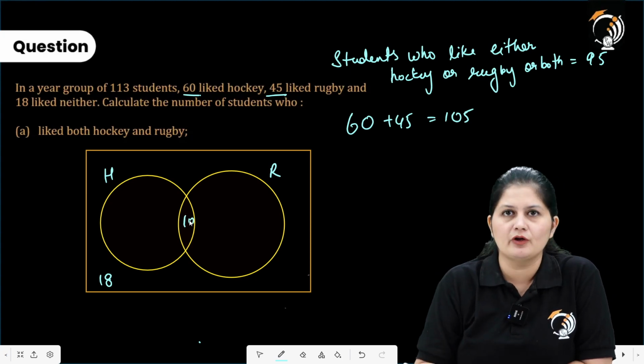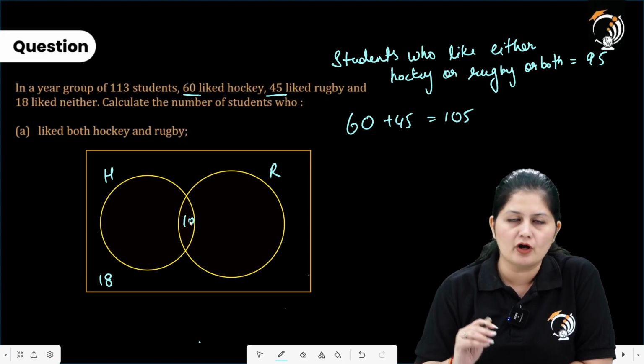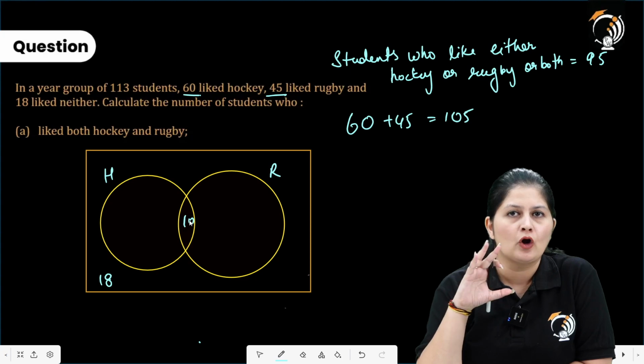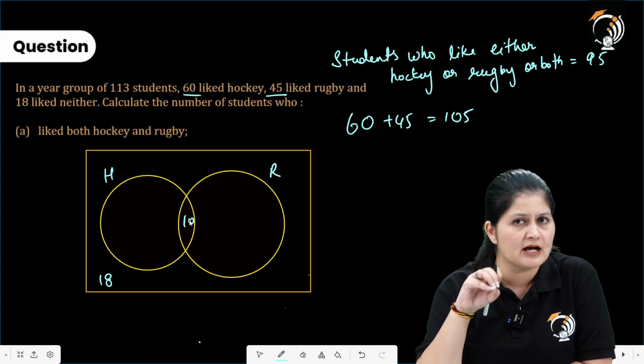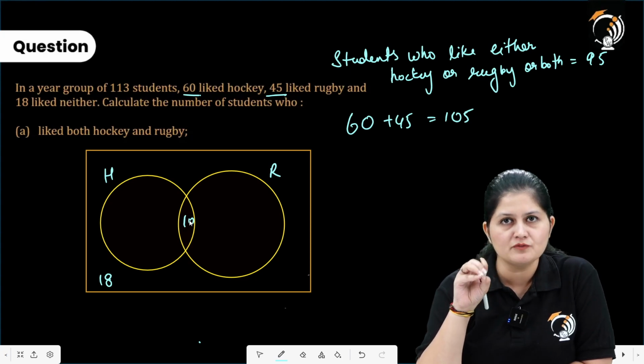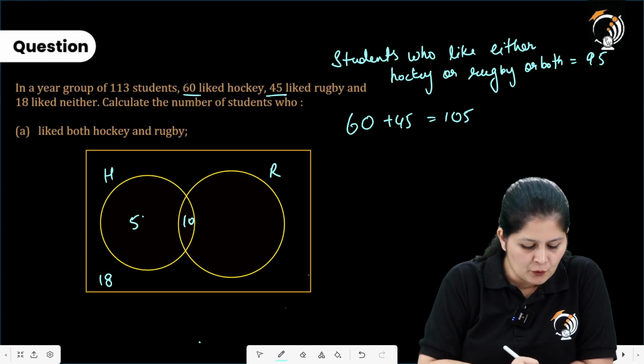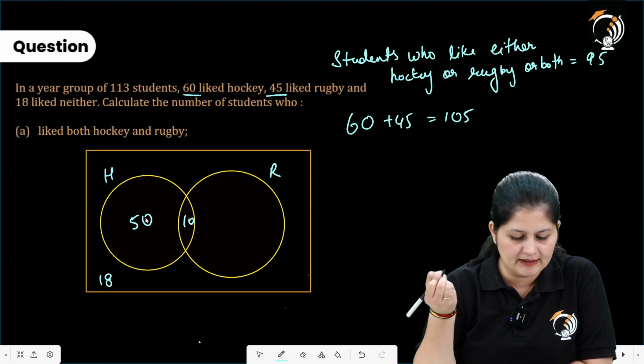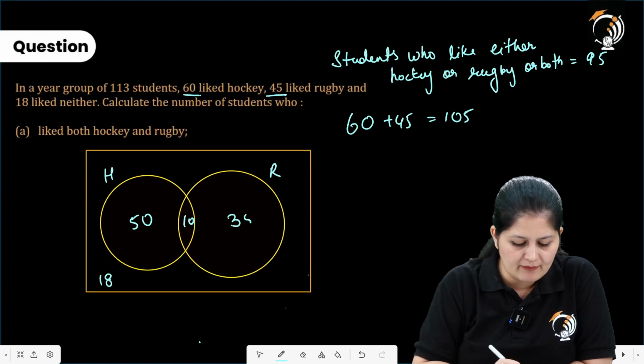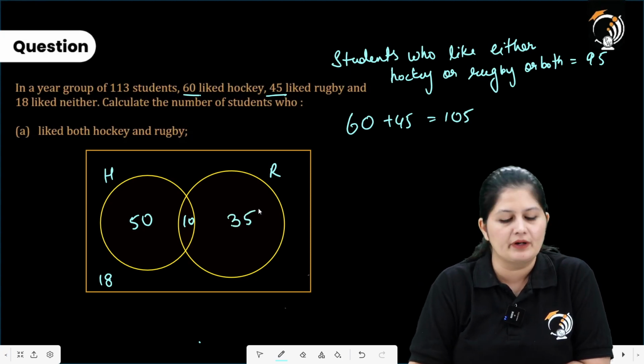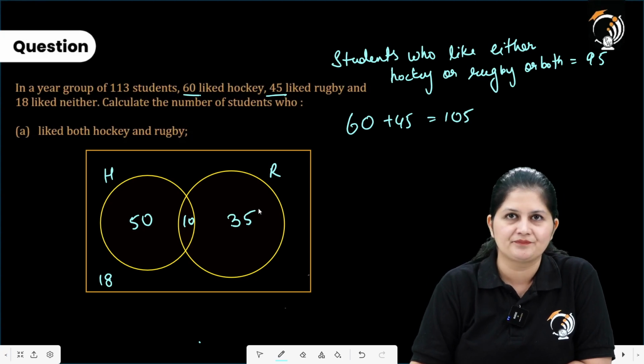So that means we are going to get 10 here. Further, there are a total of 60 who like hockey, so 10 are the ones who like both of them. That means we will have 50 who like only hockey. And then we will have 45 minus 10, which is 35 who like only rugby. Is that clear?